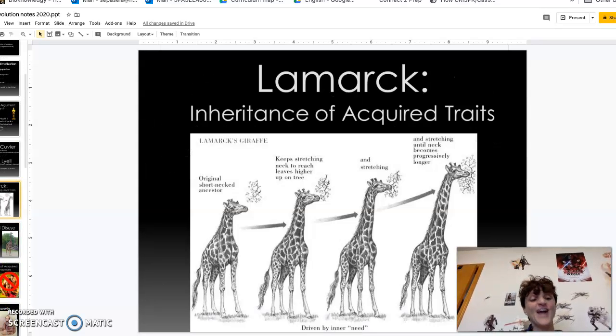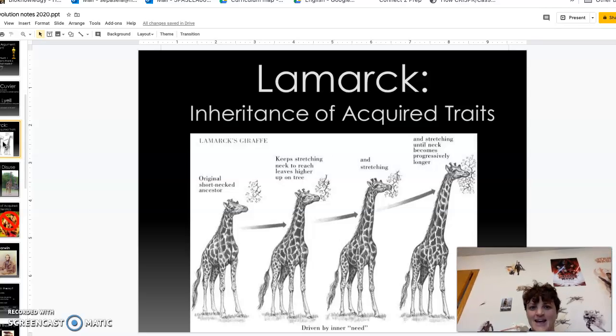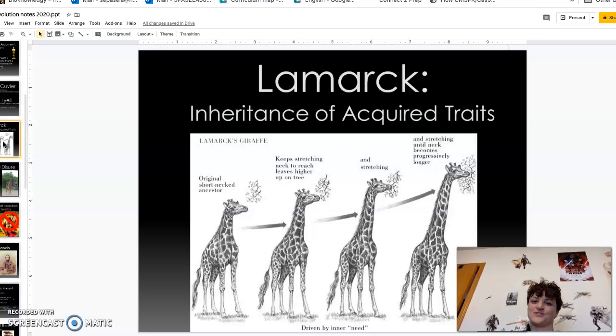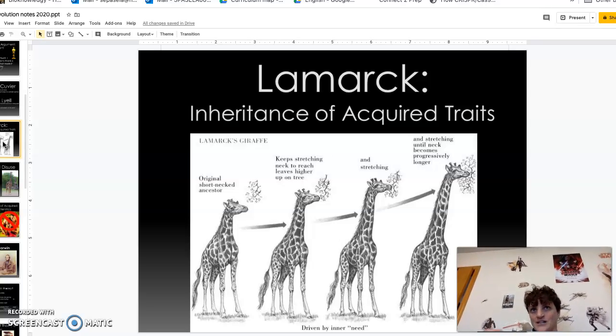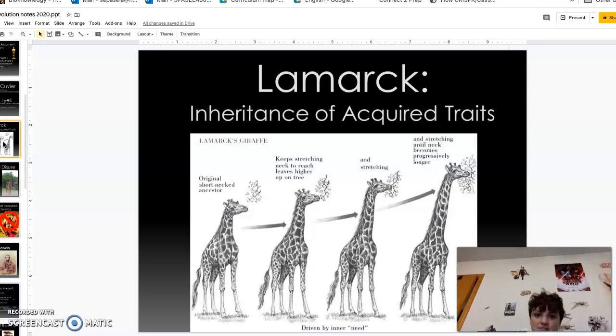But one of my favorite earliest ideas is Lamarck's idea of inheritance of acquired traits, which means if I'm in a horrible car crash, I'm not going to be in a car crash, but if I was in a horrible car crash and I lost a leg and an arm, and then I had a baby, my baby would also have no leg and no arm, right? So inheritance of acquired traits: you acquire something, you dye your hair purple, you have a baby, your baby has purple hair.